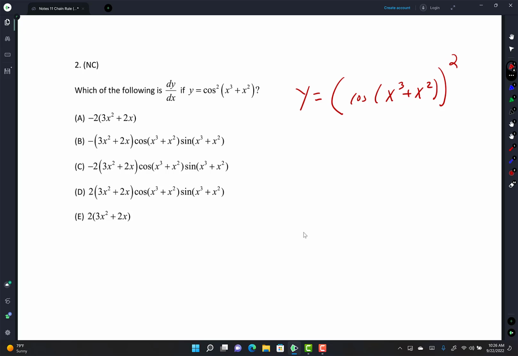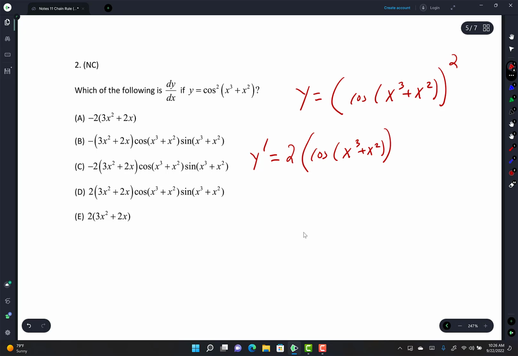I'm going to go slow. Y prime equals, bring down the 2. Leave everything on the inside the same. Power 1, you don't have to put the power 1. Are we still okay? Now the derivative of the inside. What's the derivative of cosine? Positive or negative? Negative sine.